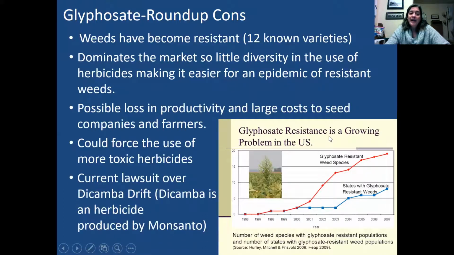And there's a current lawsuit over dicamba, which is another herbicide produced by Monsanto, and they call it the dicamba drift. It's an herbicide that when you spray it on, it drifts easily into other farms. So people who don't want to use those herbicides are kind of stuck because of neighboring farmers using it, then it can drift onto your crops too.